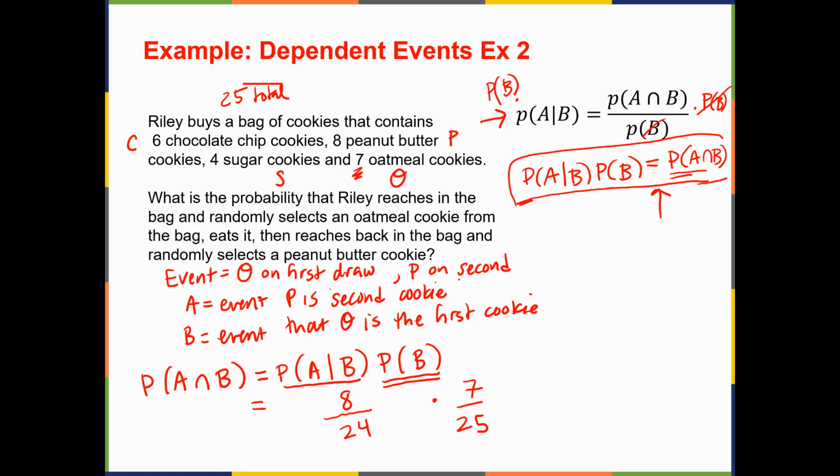So that tells me that my entire probability of A and B, oatmeal followed by peanut butter, is equal to 8 over 24 times 7 over 25, which is equal to 56 over something. I need to calculate it for that one. 24 times 25 is 600.